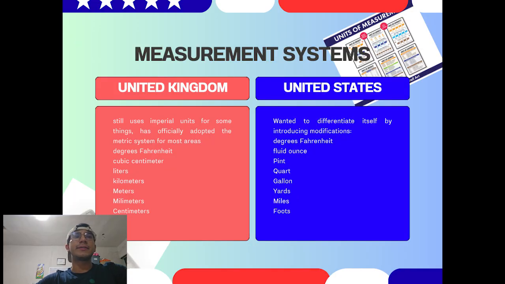Now, the measuring system. In the United Kingdom, the country has formally abandoned the English system and uses the international system, for example kilometers, although pounds, ounces, etc. are still used colloquially, while in the United States the English system, which includes pounds, ounces, inches, feet, etc., remains in use.